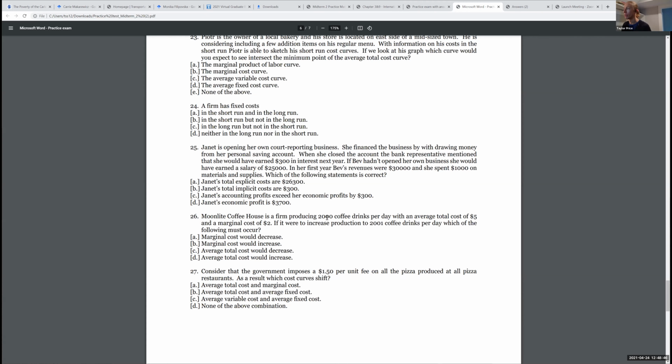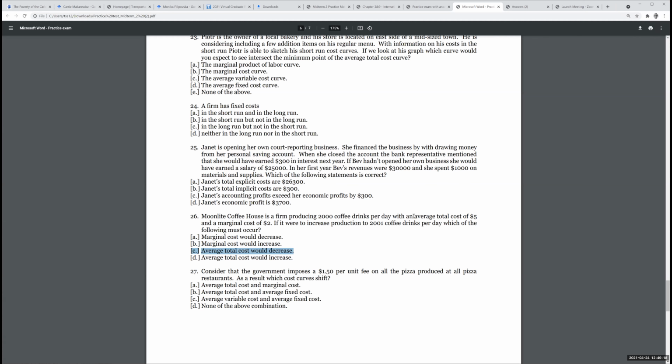Moonlight Coffee is a firm producing 2,000 coffee drinks per day with an average total cost of $5 and a marginal cost of $2. So if production were to increase by 1 additional coffee drink per day, which of the following might occur? Okay. Would it just be in this case like the rules that we learned, or is there any math involved here? Yeah, so average total cost.